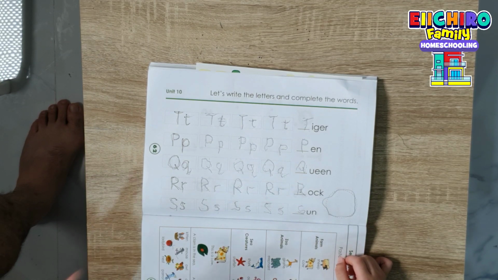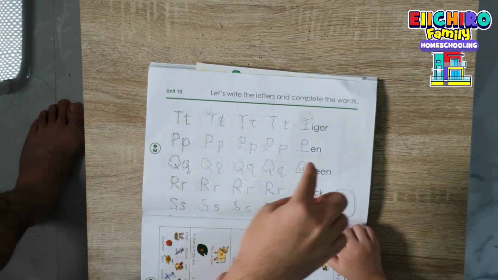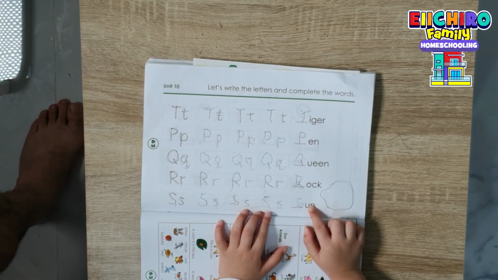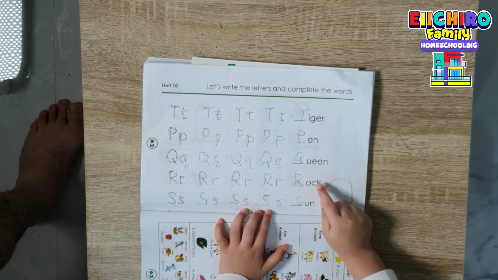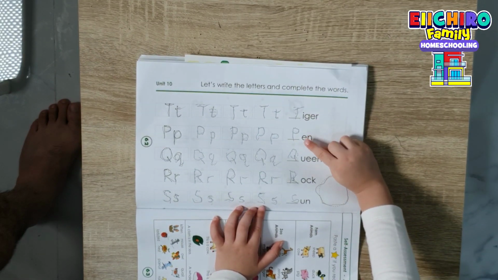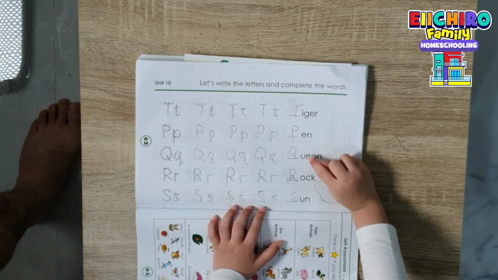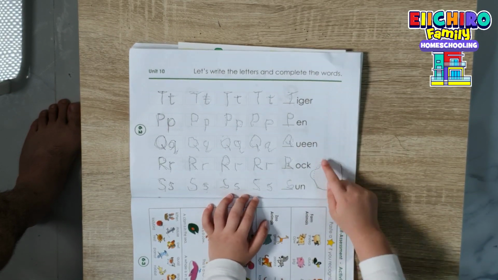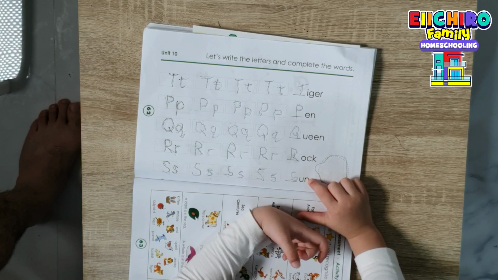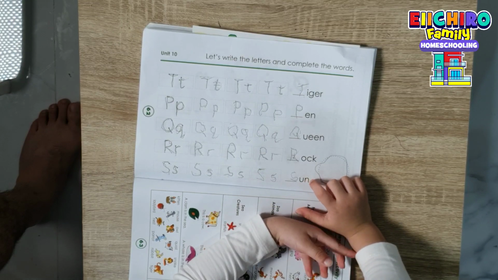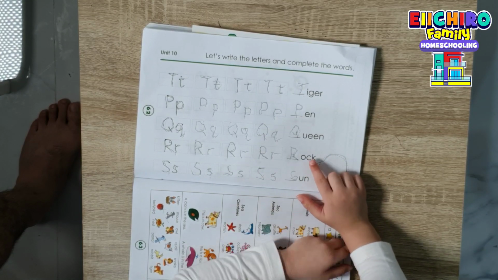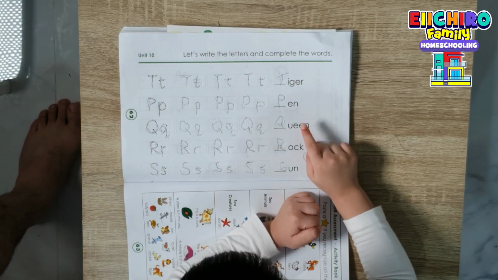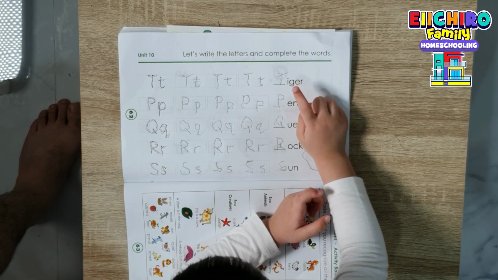Pen? No, pen is this one. You point and then you say tiger, pen, queen, rock, sun. Yeah. Sun. No. Tiger. Pen. Queen. Rock. Sun. Yeah. Repeat. Rock. Queen. Pen. Tiger.